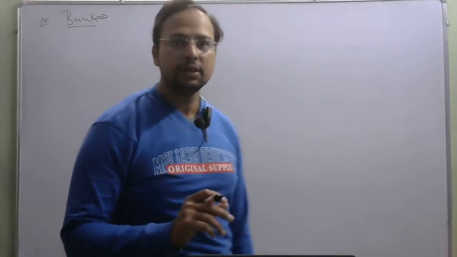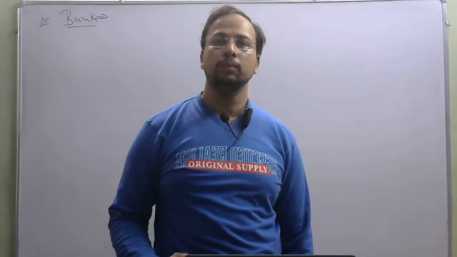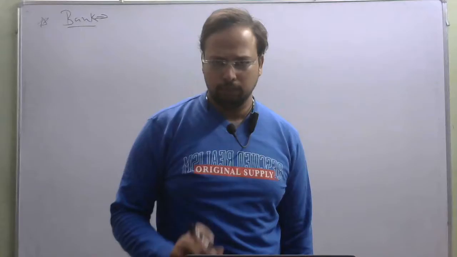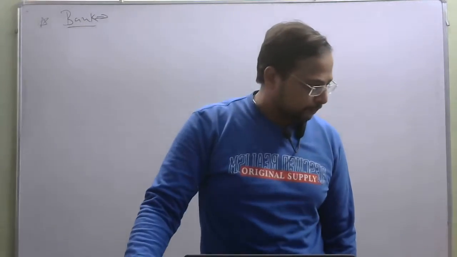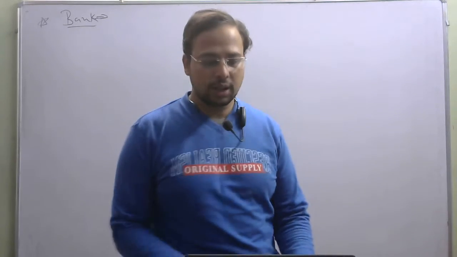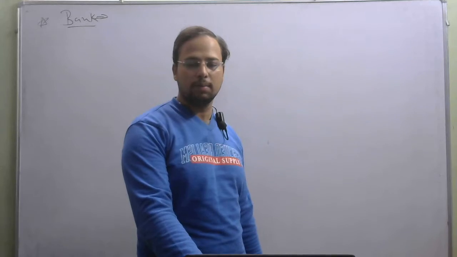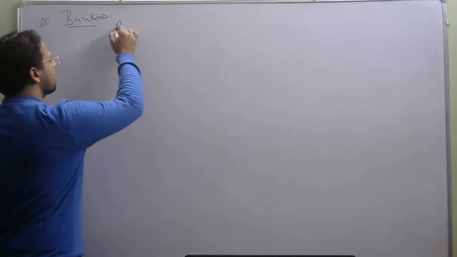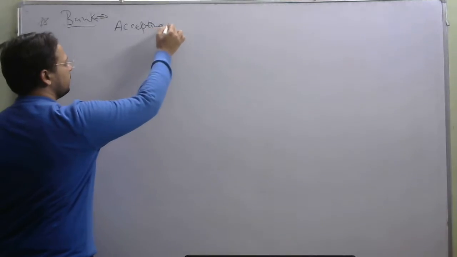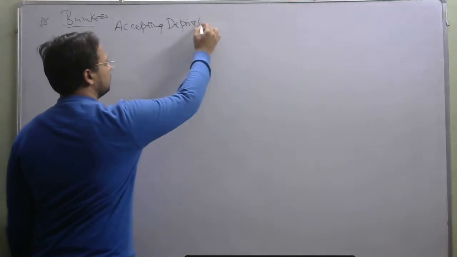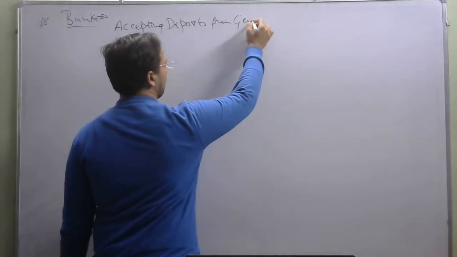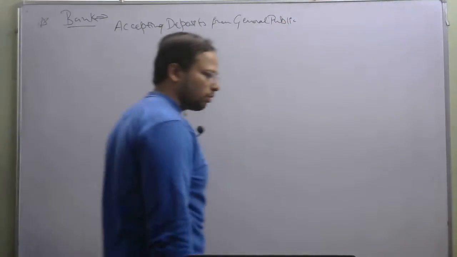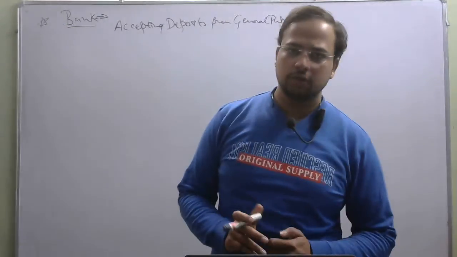A bank is an institution which provides and grants. So we were discussing what is a bank. A bank is referred to as an institution which performs two functions. The one is accepting deposits from the general public. So the first function of a bank is that it will accept the deposits from the general public.